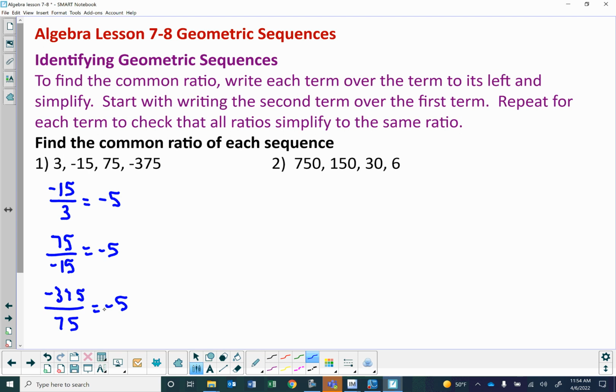You should check all the terms to make sure that it stays geometric, because every once in a while you can start off with something that looks geometric, but then the third number in could suddenly have a different ratio, which means it is not geometric. So the common ratio for this sequence is negative 5, which makes sense, because 3 times negative 5 gives negative 15. Negative 15 times negative 5 gives positive 75. 75 times negative 5 gives negative 375.